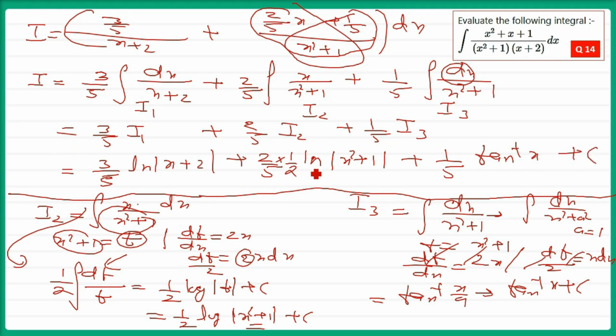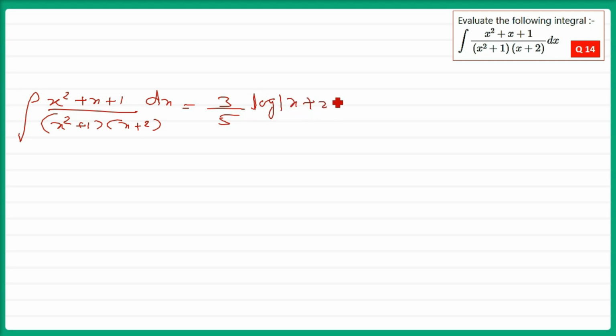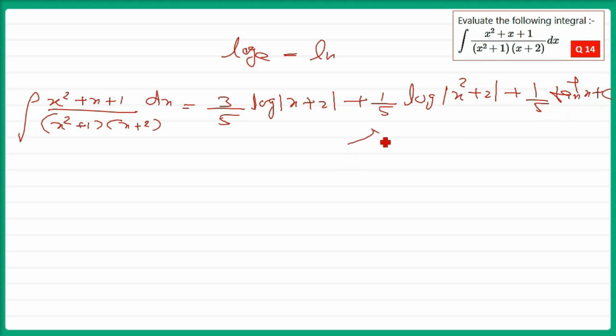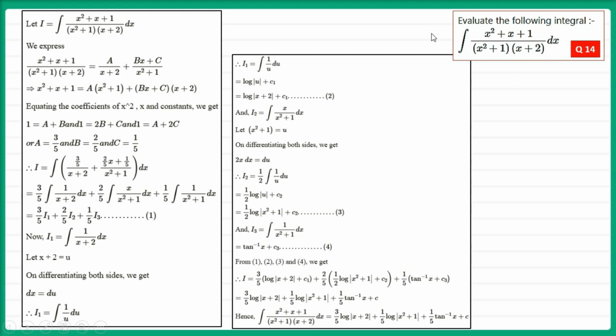So the formal result or the final result will be after cancellation of this 2 and 2 in the middle term. So let me write it formally. So this integration of x square plus x plus 1 divided by x square plus 1 into x plus 2 has become 3 divided by 5 log modulus of x plus 2. Now log base e it is, so you can always write ln in this case. So it will be 1 by 5, the 2 got cancelled if you remember, log modulus of x square plus 1 and then 1 by 5 tan inverse x. So this slight change here, it is x square plus 1. So this is how you can go about it.